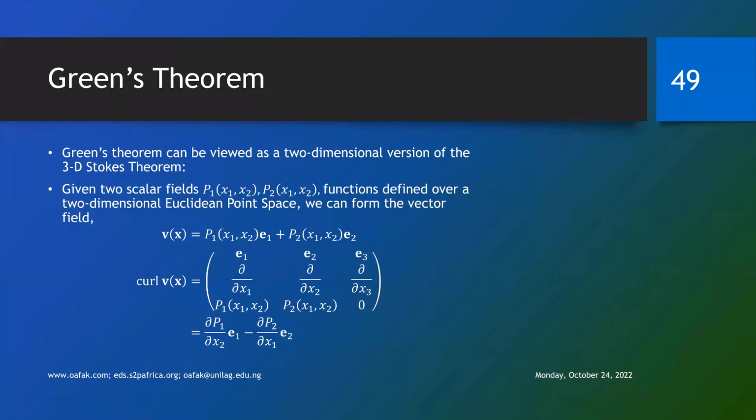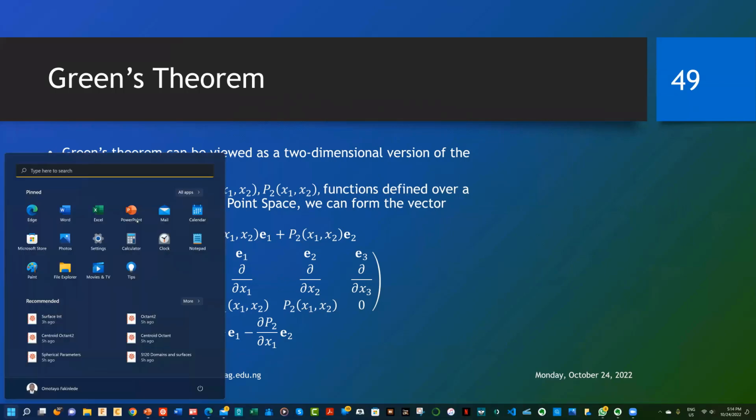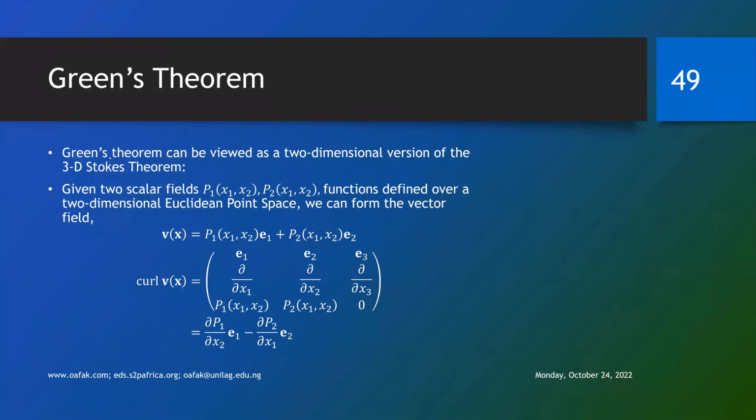Okay, so we now go to Green's theorem. We can view Green's theorem as a 2-dimensional version of Stokes theorem. Green's theorem says, given 2 scalar fields, since we are talking of 2 dimensions, the scalar fields are variables of x1 and x2. So we are now looking at a 2-dimensional Euclidean point space.